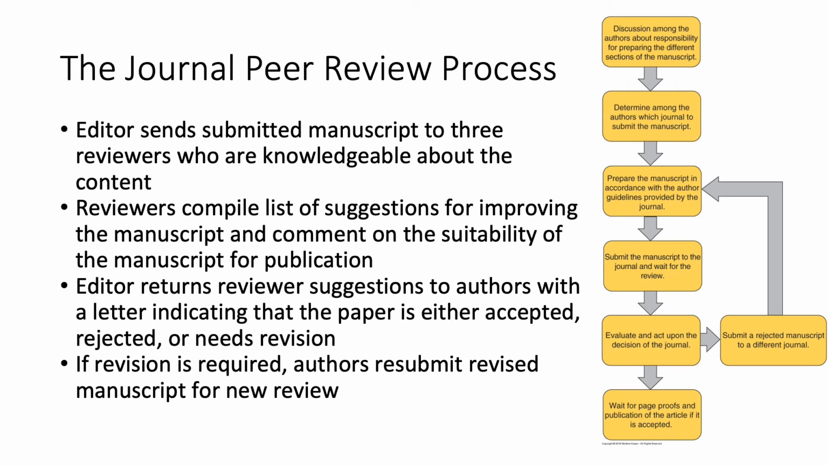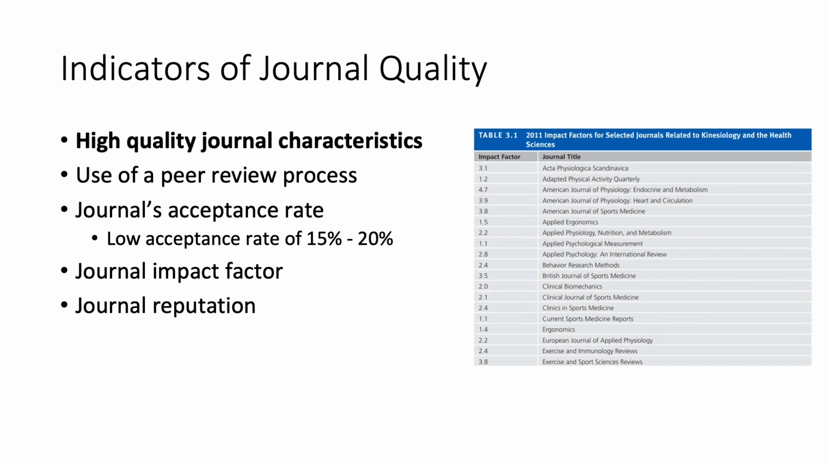Some of the high quality journal characteristics include the use of a peer review process, which we just talked about. Also look at the journal's acceptance rate. When we look at a journal's acceptance rate, this is usually about 15 to 20% of the papers that are submitted to us. So you want to find one that has a low acceptance rate, like this example.